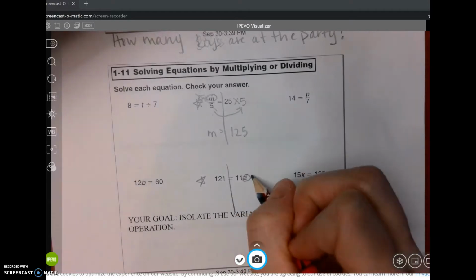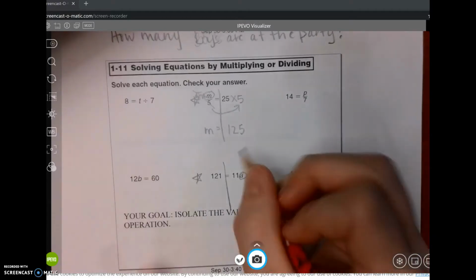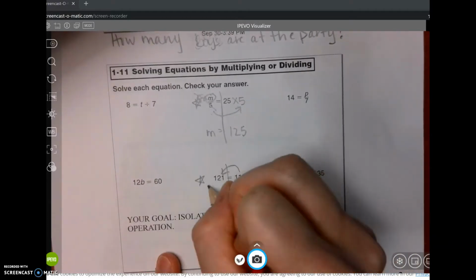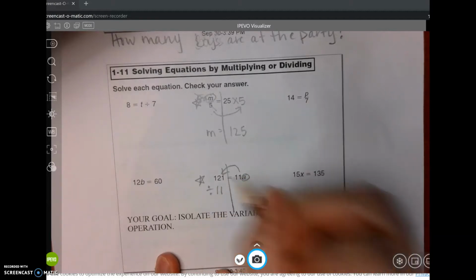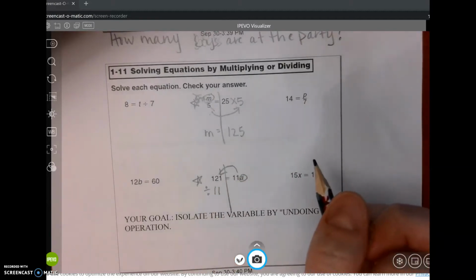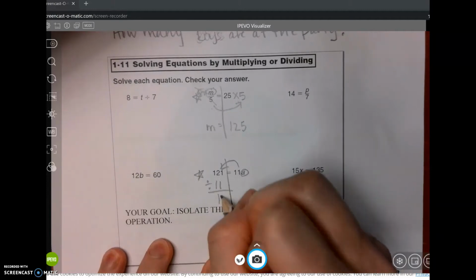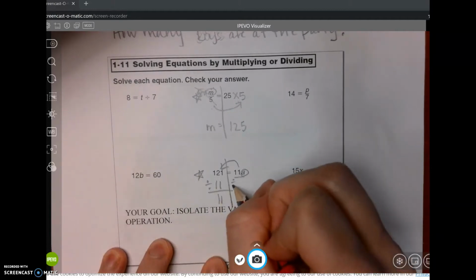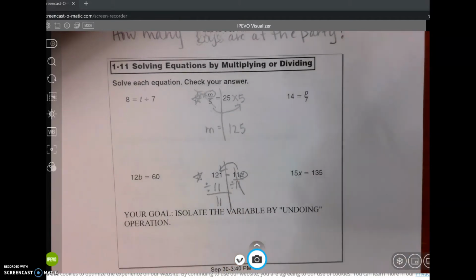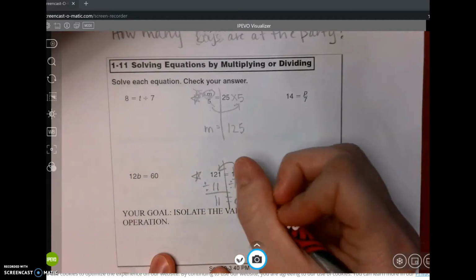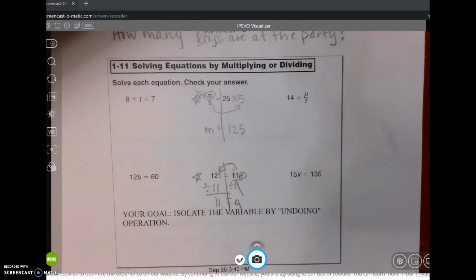Okay, and the last one here, I want to get a alone. We have 11 times a. So to figure out what a is, I would do the inverse and divide by a. Sorry, I'd divide by 11. And 121 divided by 11 is 11. And just divide on both sides to balance it, and a equals 11. 11 times 11 equals 121, so that works.